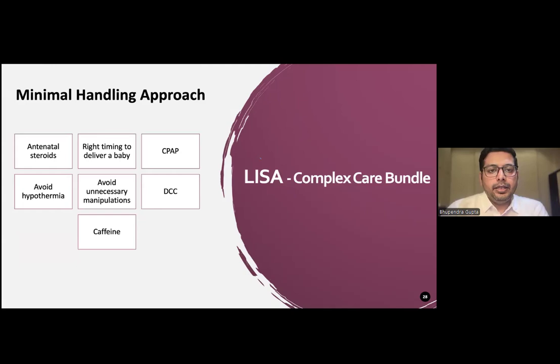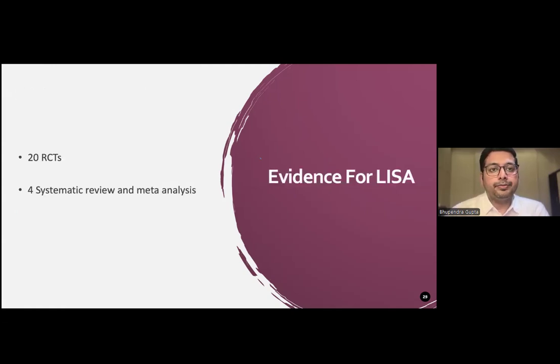And LISA is not a single intervention, it is a complex care bundle. The success of LISA depends upon antenatal care, labor room, transport, and NICU care. All that matters for the successful outcome of LISA. So giving antenatal steroid in the ideal candidates, right timing of delivery, CPAP in the delivery room, delayed cord clamping on the OT table, avoiding hypothermia, avoiding unnecessary manipulation, and giving caffeine before the LISA procedure help for better outcomes.